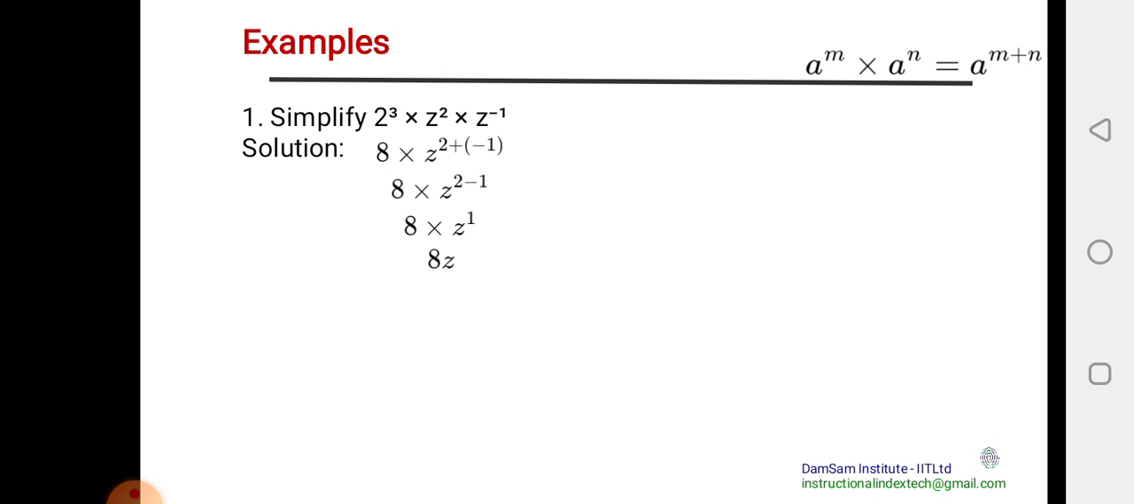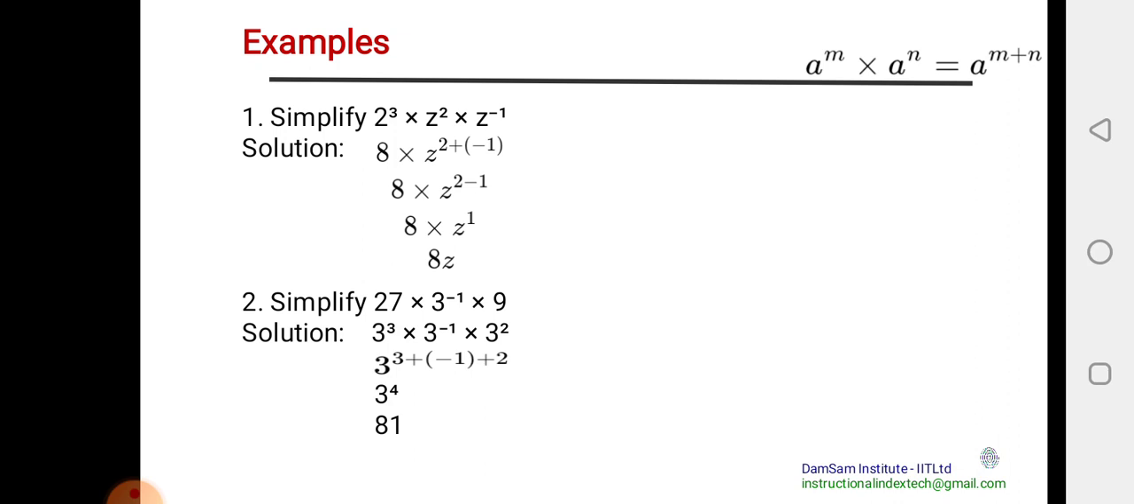2 raised to power 3 is 2 times 2 times 2, which is 8. Then z raised to power 2 plus negative 1, which is z raised to power 2 minus 1, and that becomes z. So we have 8z. Another example is 27 times 3 raised to power negative 1 times 9. When we are given a question on indices, let us always express them so that they are all in the same base. Just as it is now, we want to make everything to be in the same base so that we can easily add or perform operation of the power together. As it is, multiplication in between them, we're going to add the power together.